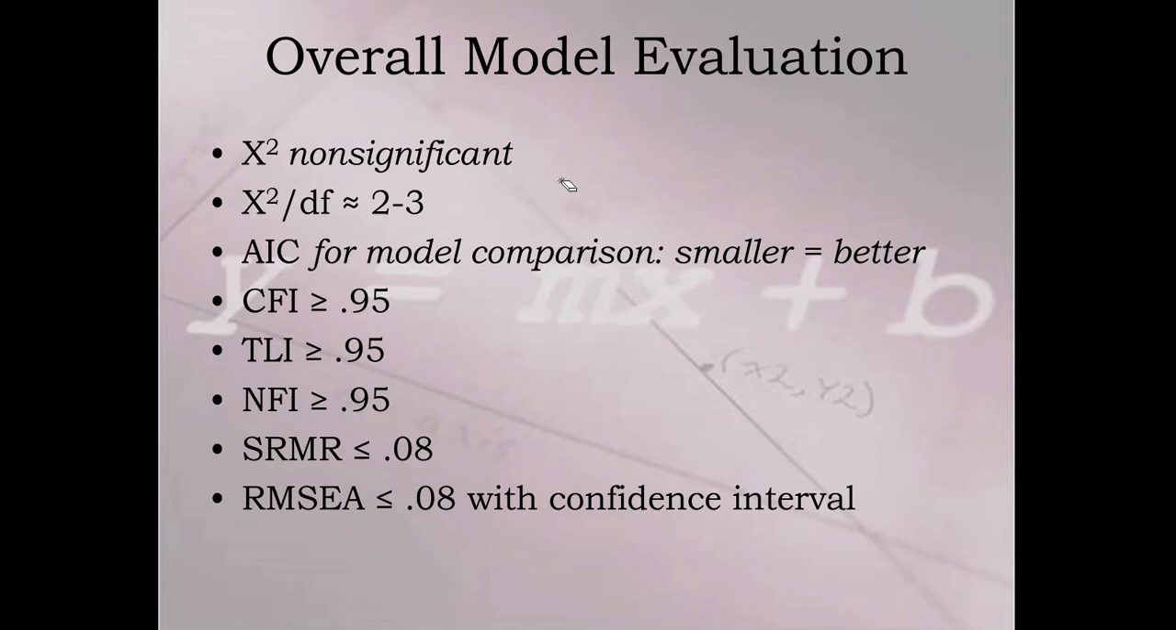So if you have a good CFI, then there's a really good chance you have a good TLI and NFI and GFI. And if you have a small SRMR, chances are really good that you're going to have a small RMSEA as well. So it tends to be a little bit redundant, kind of like the differences between PC and EFA.